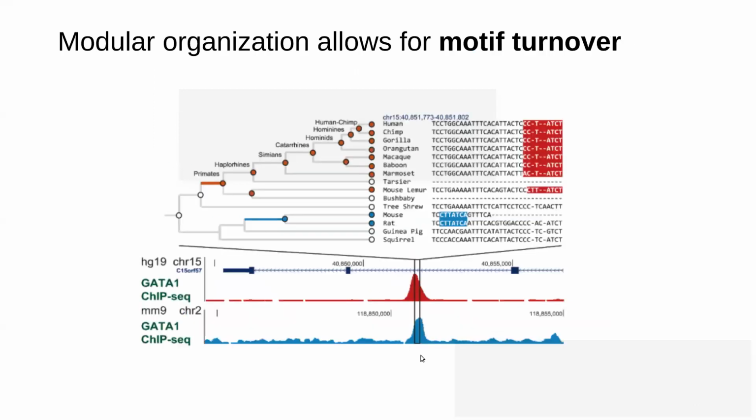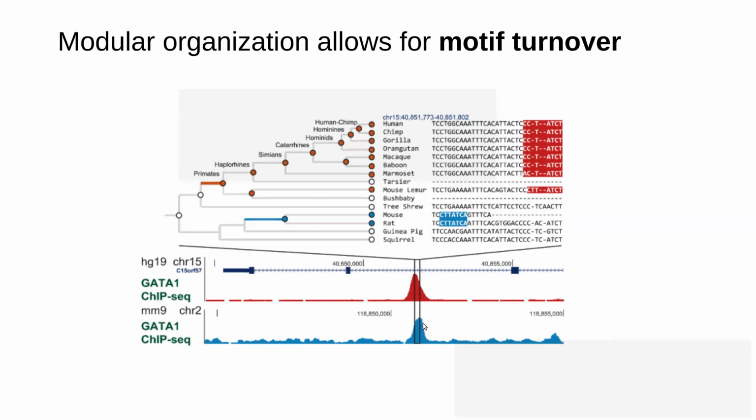And this results in this very interesting observation that over evolutionary time, what we can observe is what we call motif turnover. This is quite well illustrated in this figure, where we're looking at the human and mouse genome at an orthologous and syntenic location, where in both cases we have a GATA1 binding event by ChIP-seq.